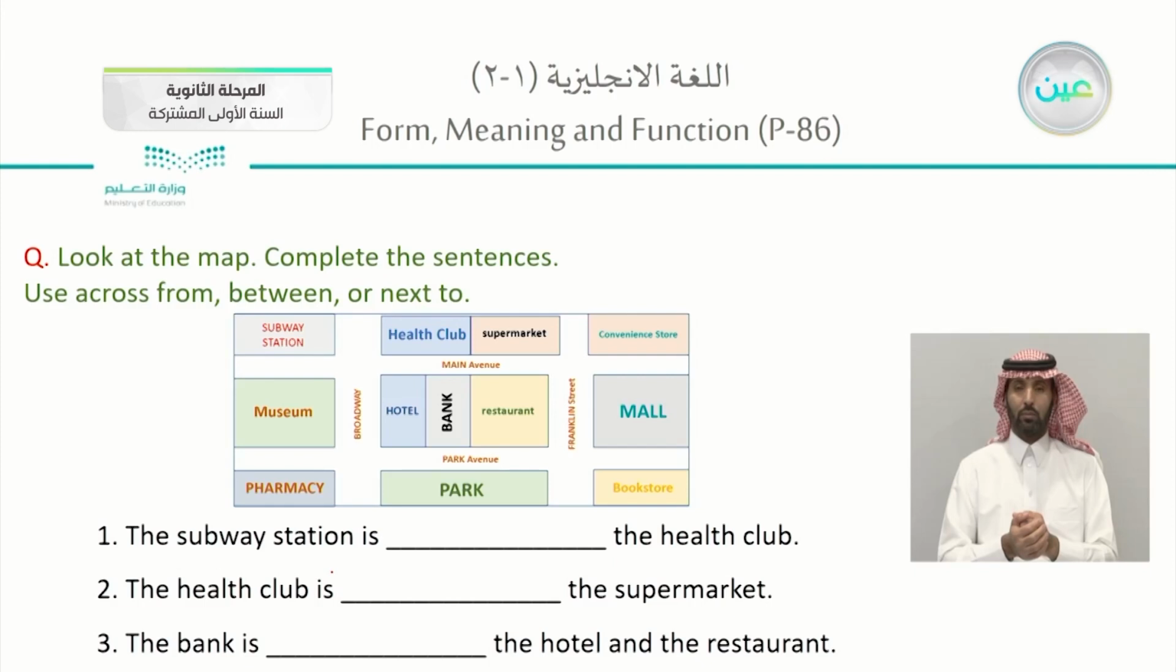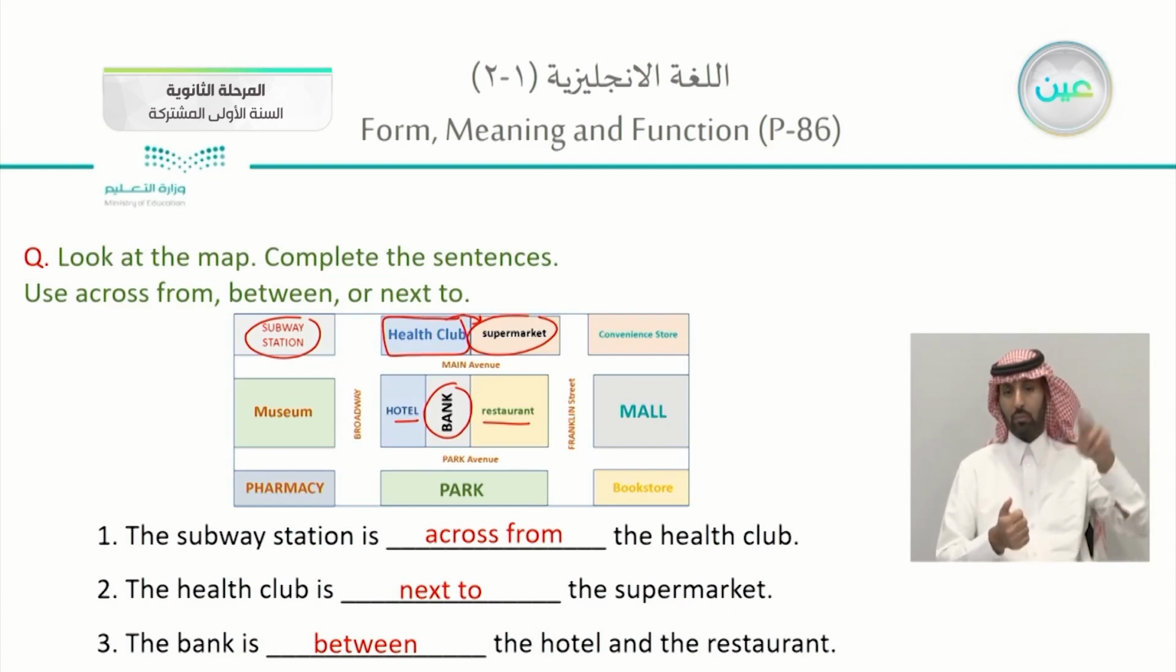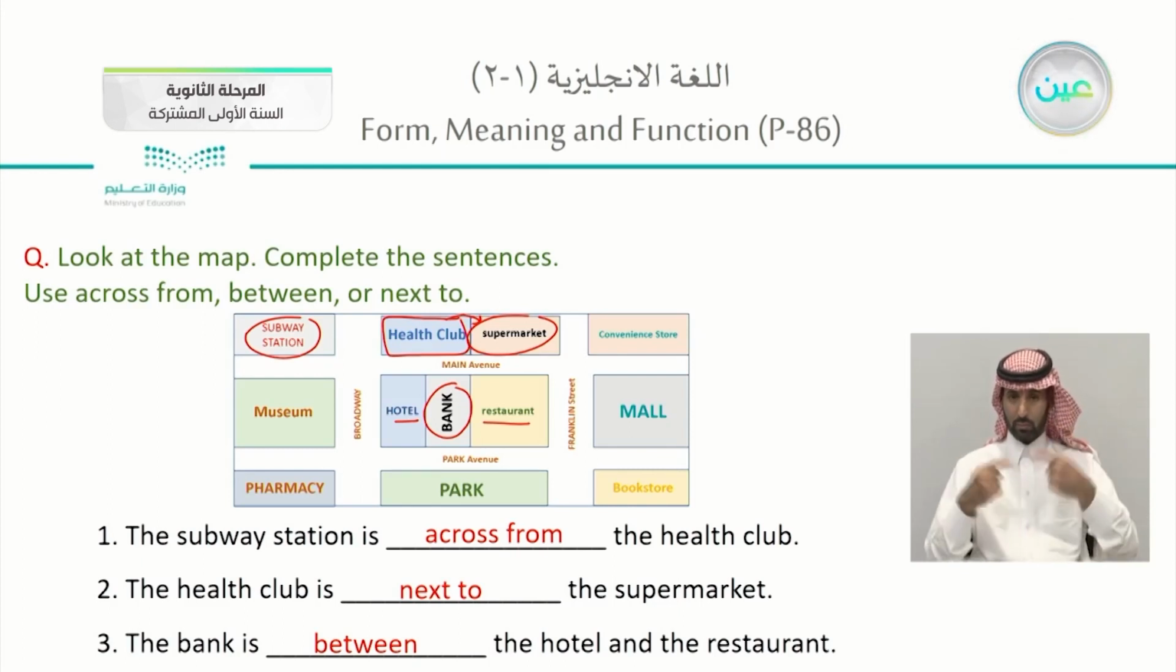Now let's ask a question. The subway station is across from the health club. Where is the subway station? Here it is. And where is the health club? Here is the health club. Where are they from each other? We have a street in the middle. Here is one and there is the other. However, they are not next to each other. We have Broadway Street in the middle. So it is actually across from, face to face, however, with a street in the middle.